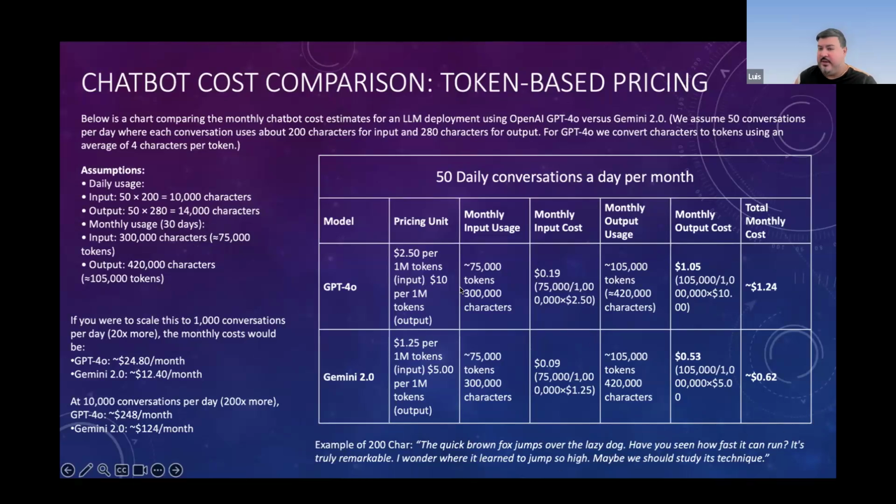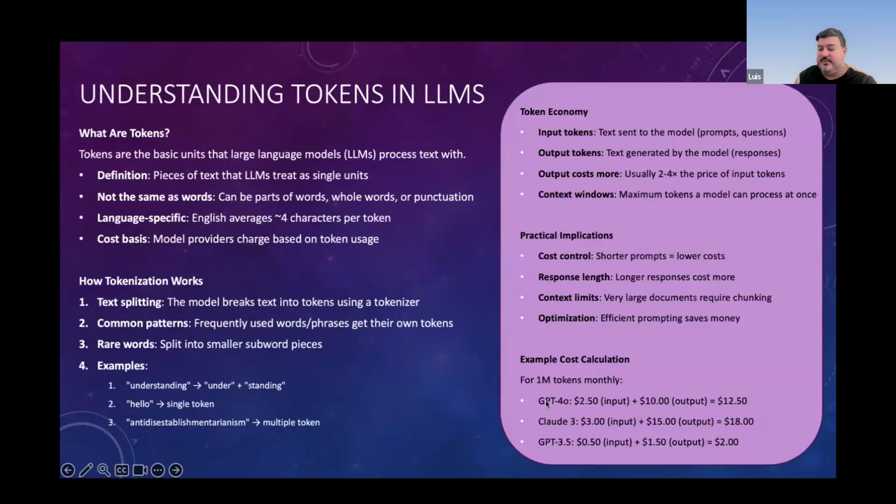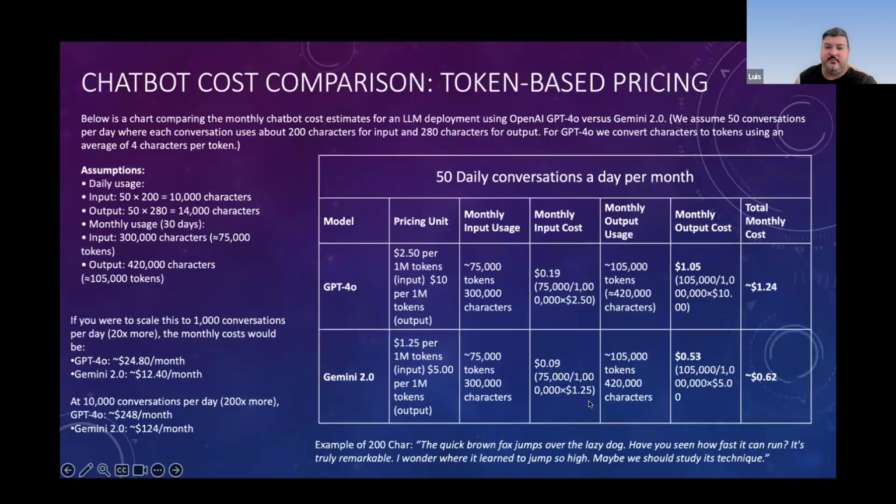So if we know that, going back to the first page, that's $2.50 for 1 million outputs, and we're only using less than that, then we're obviously not going to be using the full amount. And therefore, if we're using 50 conversations times 30 days, we get to only $1.24 for the cost of having 50 daily conversations for that month. Then we compare that to Gemini, which is a cheaper model, you get 62 cents.